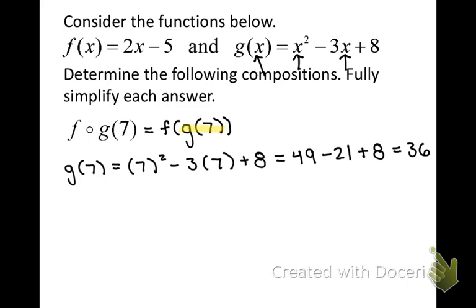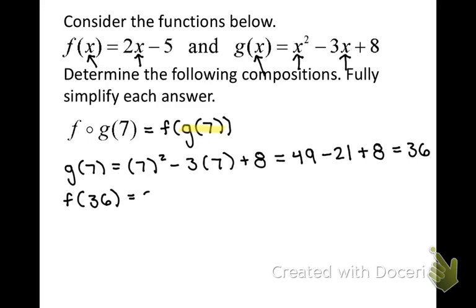Now it is that 36 that I have to plug into f, my outside function. So now I'm looking for f of 36. So it's almost like there's 2 problems built into one here. So f of 36, everywhere I see an x now, I am plugging in 36 into f.